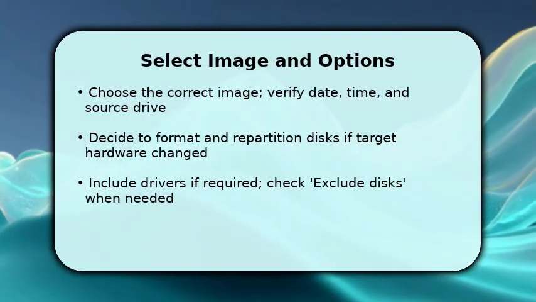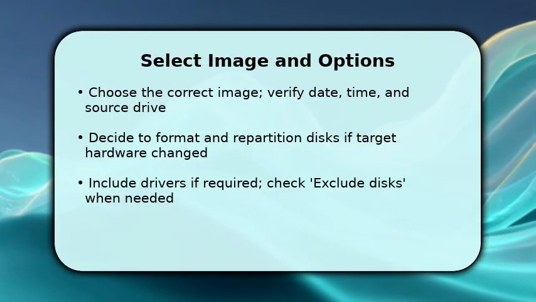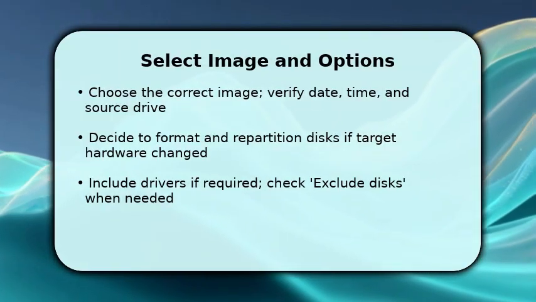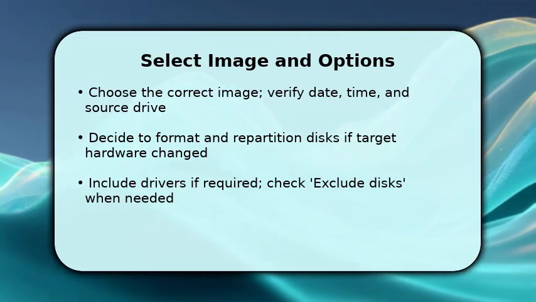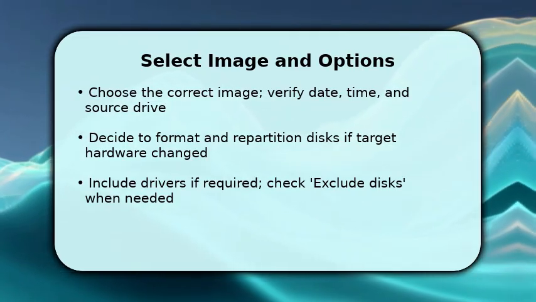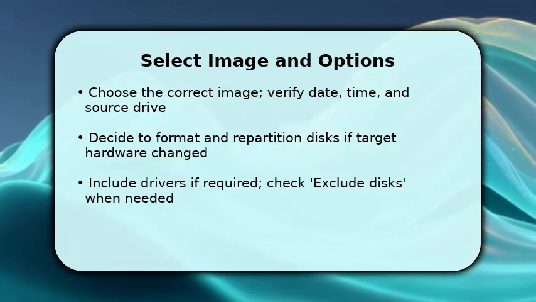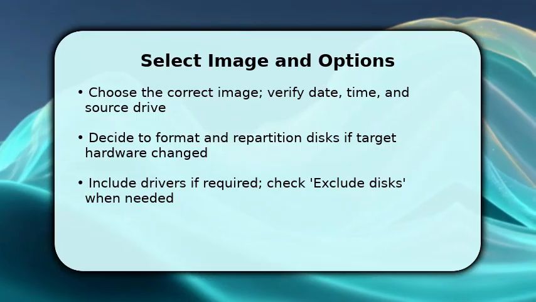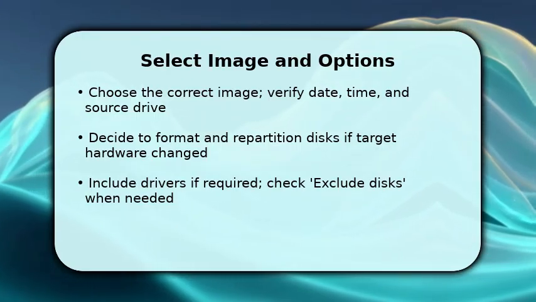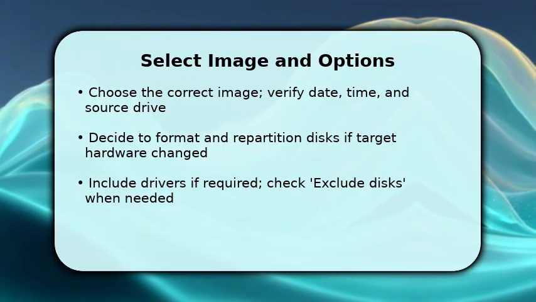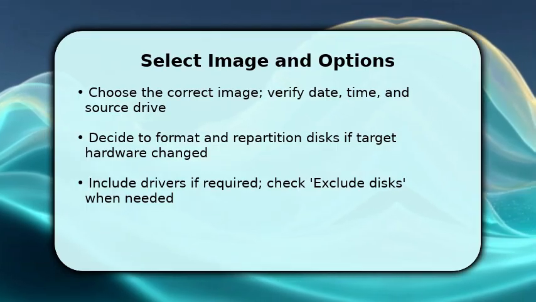Once the recovery tool lists images, you must choose the right one and verify its date, size, and originating drive. If you're restoring to different hardware or replacing a drive, decide whether to format and repartition. This removes conflicting partitions but erases data. Use the advanced options to include drivers or exclude specific disks so you don't overwrite secondary storage.